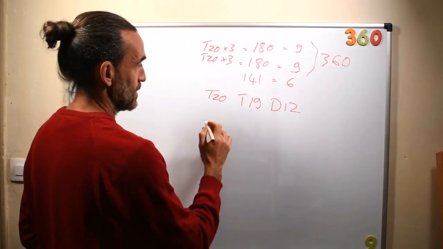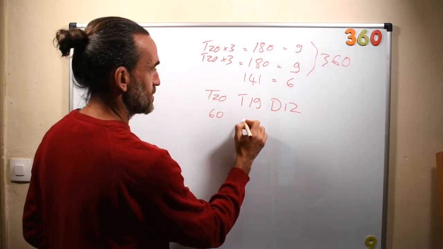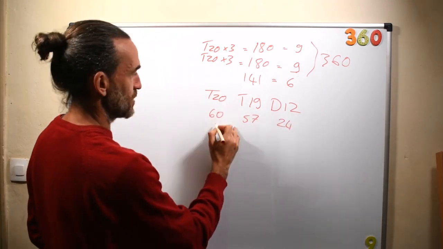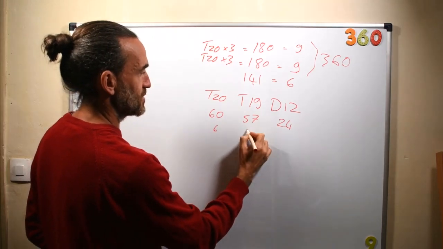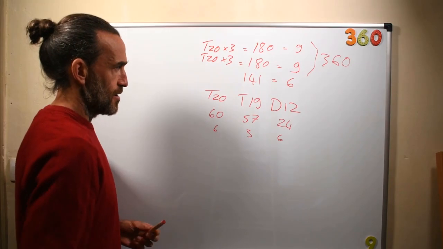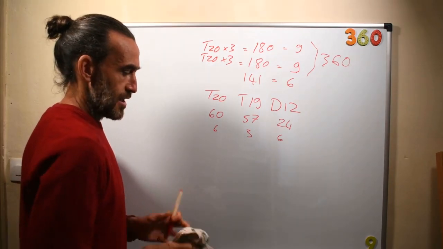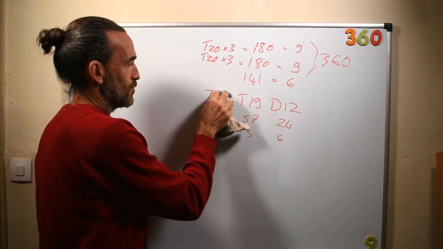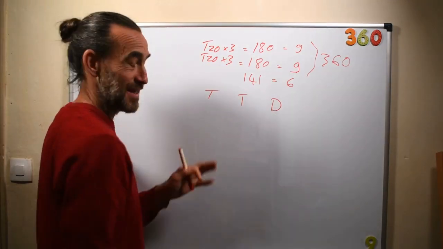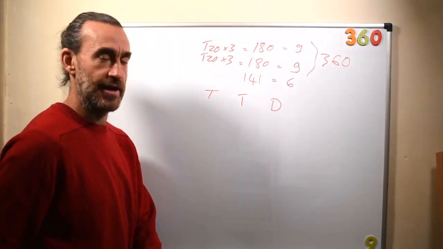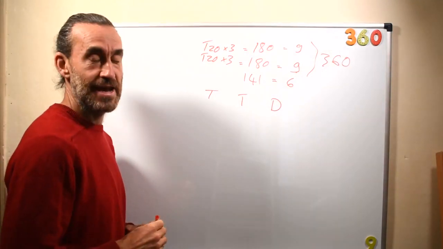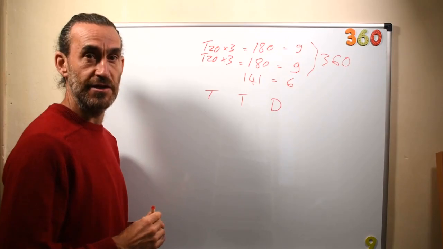And so that is 60 points, 57 points and 24 points. So root numbers of 6, 3 and 6 again there. Okay, let's just have a look at one or two other possible ways of getting the 141. But that way there that I've just shown you is the way that, I think, 9 out of 10 9-dart finishes are achieved.